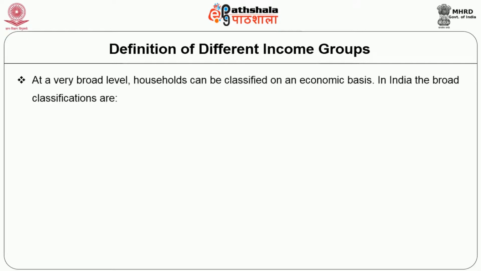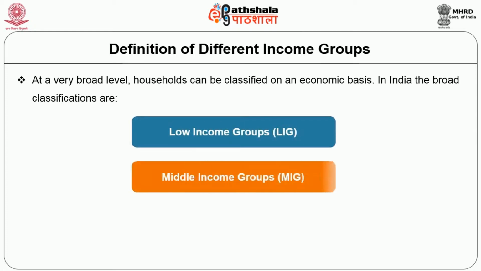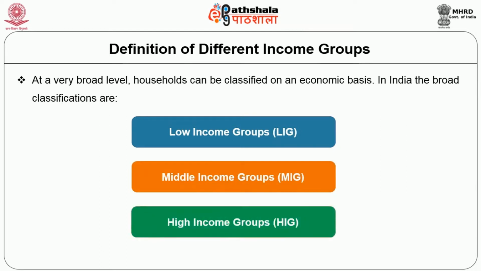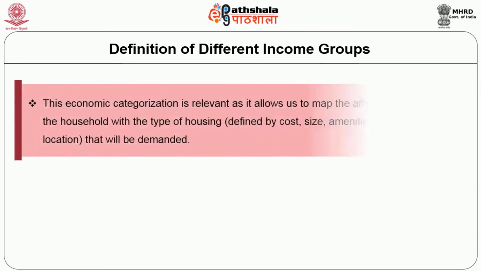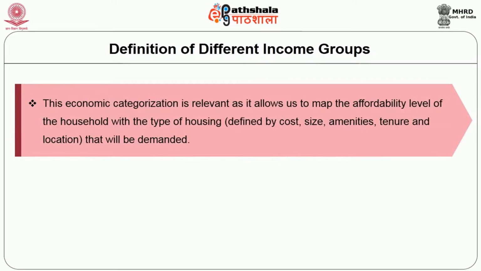Next we'll see the definition of different income groups. At a very broad level, households can be classified on an economic basis. In India, the broad classifications are low income, middle income, and high income group. This economic categorization is relevant as it allows us to map the affordability level of the household with the type of housing. It is defined by cost, size, amenities, tenure and location that will be demanded.